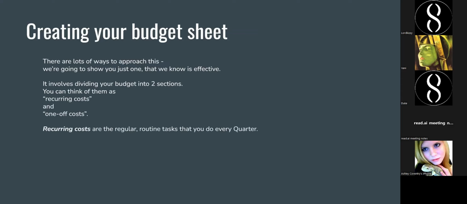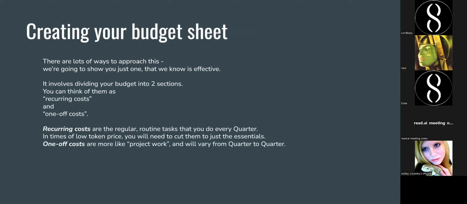Your recurring costs are obviously the regular routine things that you do every quarter regardless. In times of low token price, these are the things you're going to need to cut to the bone. Make sure it's just the essentials. One-off costs are more like project work.